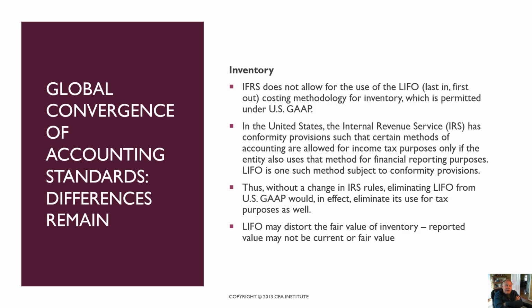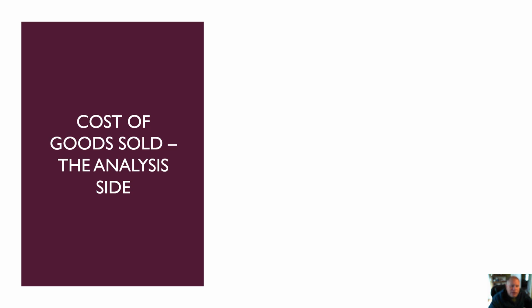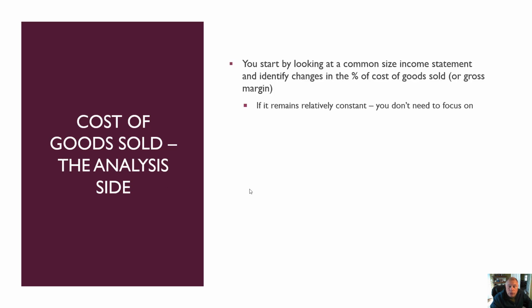Now, a lender may look at inventory on a deeper basis too, because that may be their collateral for a loan. Okay, once we understand how inventory and cost of goods work, the next piece is how do we analyze the cost of goods sold?